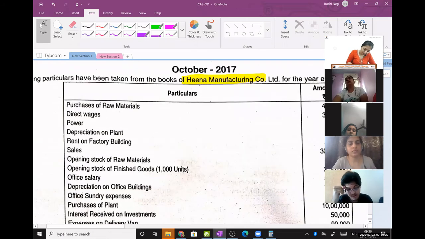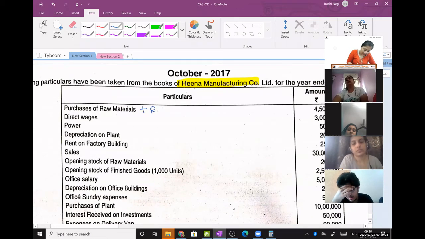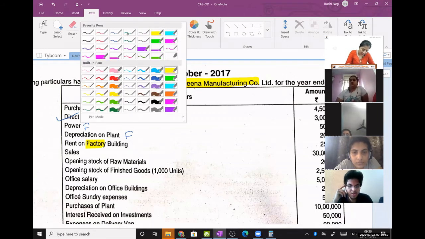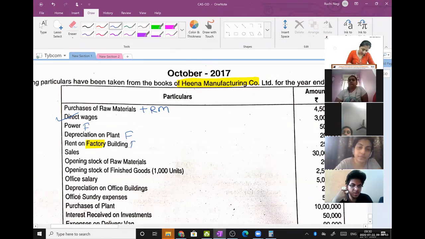Purchase of raw material, add to raw material. Direct wages, second item under direct cost. Power, factory. Depreciation on plant, factory. Rent of factory building, obviously the word factory is given, so it will go to factory. Sales, the last item in the cost sheet. Opening stock of raw material, add to raw material. Opening stock of finished goods, and the quantity is given.